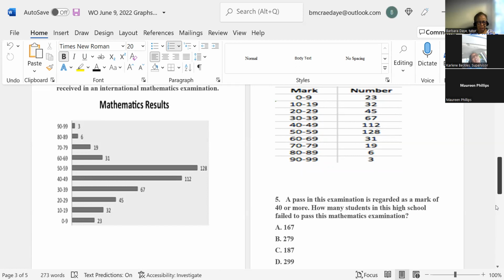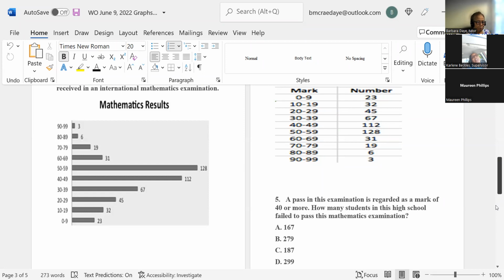Just tell me in words how you would figure out how many students did not pass this exam, and 40 or more is the passing mark. We add up all the numbers. Think about it now. We said 40 or more represents a passing mark. We are trying to find how many students did not pass. So what would we add up, Maureen? What ranges of marks would we add up?